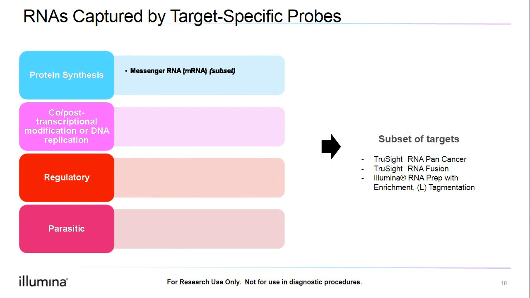For capturing RNAs with target-specific probes, we also have TruSight RNA Pan-Cancer, TruSight RNA Fusion, and Illumina RNA Prep with Enrichment Tagmentation kits. These kits have probes specific to a subset of mRNA, so if you know a little more about what you're specifically looking for, such as cancer genes for instance, one of these kits may be suitable for your needs.